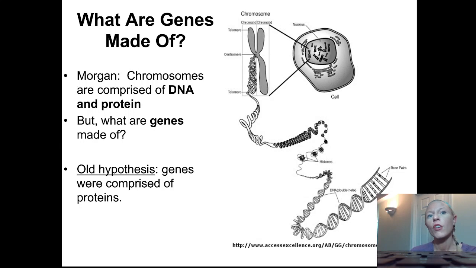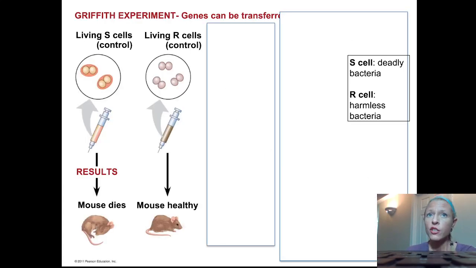So we knew that chromosomes were composed of both DNA and protein, but what were genes themselves made of? The old hypothesis was that genes were composed of proteins. So that takes us to the Griffith experiment. So a little background with this.